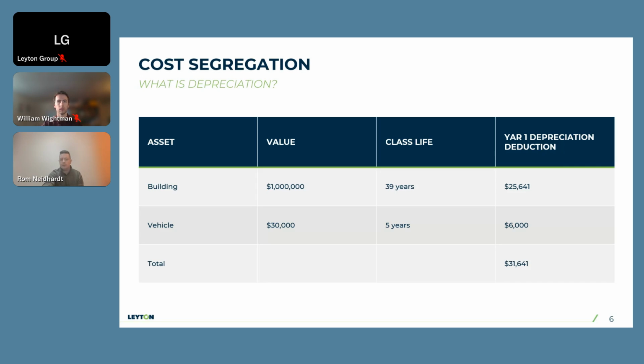So in year one, if you had a $1 million building and a $30,000 vehicle sitting at their 39 and 5-year class lives, straight line, that's about a $31,000 deduction in the first year. So your assets, while you can't just expense the entire value in the first year you got them, that value keeps returning year over year until you get those deductions year over year.